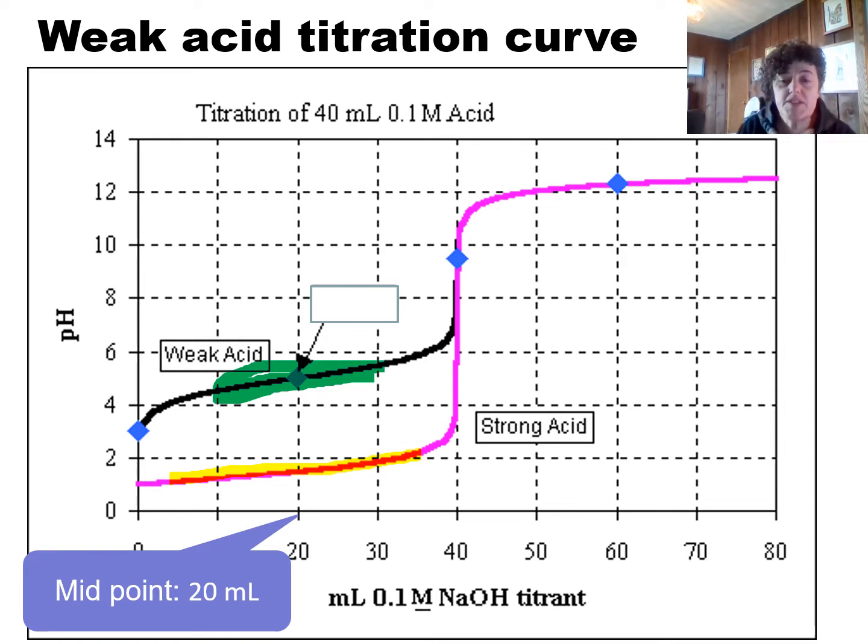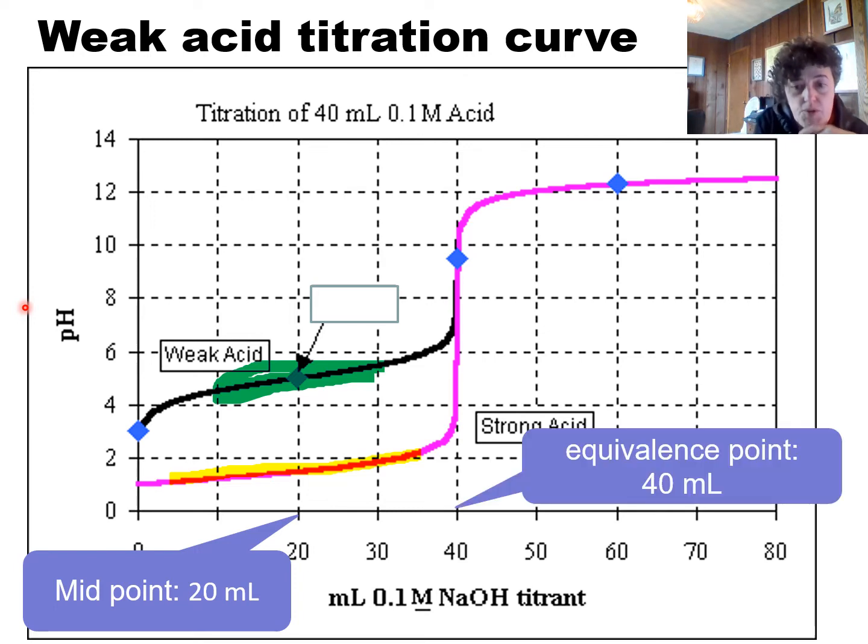So this resistance to the change in pH is called buffering, and this is the so-called buffer zone of the curve, and you don't see that for the hydrochloric acid, for a strong acid. But what really gives away the fact that one is a weak acid and one is a strong acid is the pH at equivalence point. So equivalence point is at 40 milliliters.